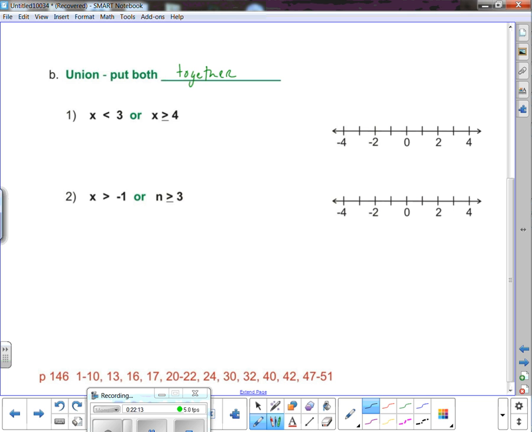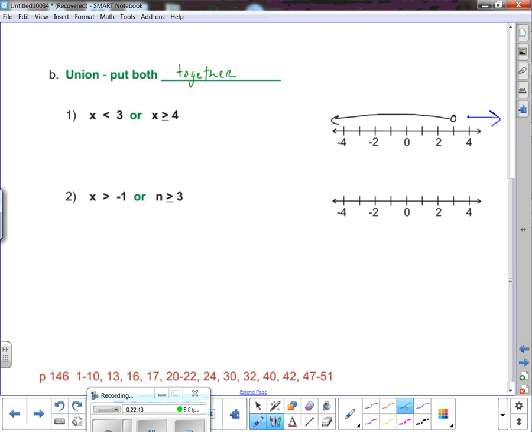I'm going to graph both above the line. X less than 3. Circle over the 3, arrow to the left. I'm going to take my blue, X greater than or equal to 4. Dot on the 4, arrow to the right. Now look, these are all numbers that belong to either one. All that belong to the black, also all that belong to blue.